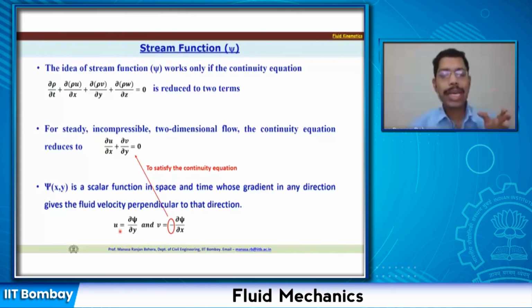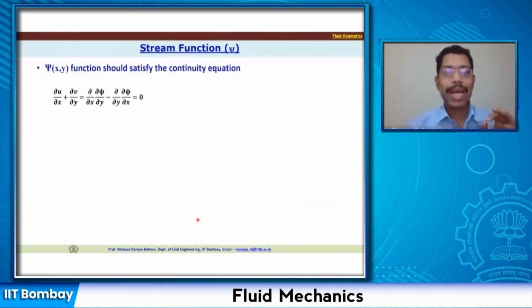So in this case, let us say u is equal to dou psi by dou y, and v is equal to minus dou psi by dou x. This will continue throughout. So this minus sign has come in to satisfy the continuity equation. Now that I have shown here, if you substitute the values, you will get an output of 0. Okay. So there are certain properties of psi function.